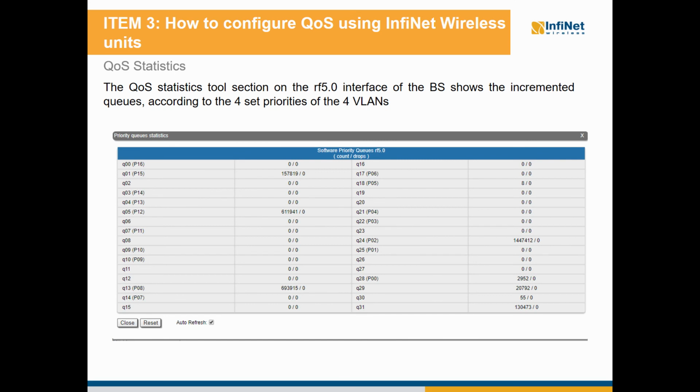The QoS statistics tool on the radio interface of the base station can be used to view the incremented traffic queues according to the 4 priorities that were configured earlier. So you can see that the packet count for queues with mean priorities 2, 8, 12 and 15 has been incremented.